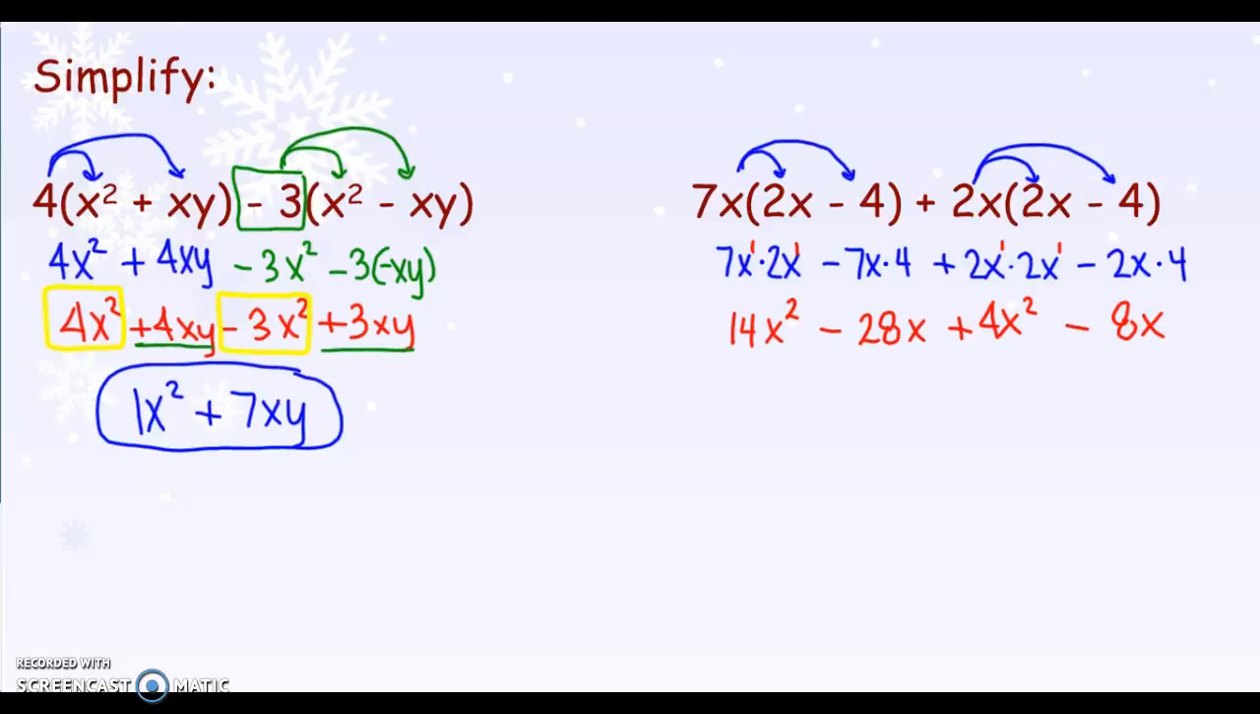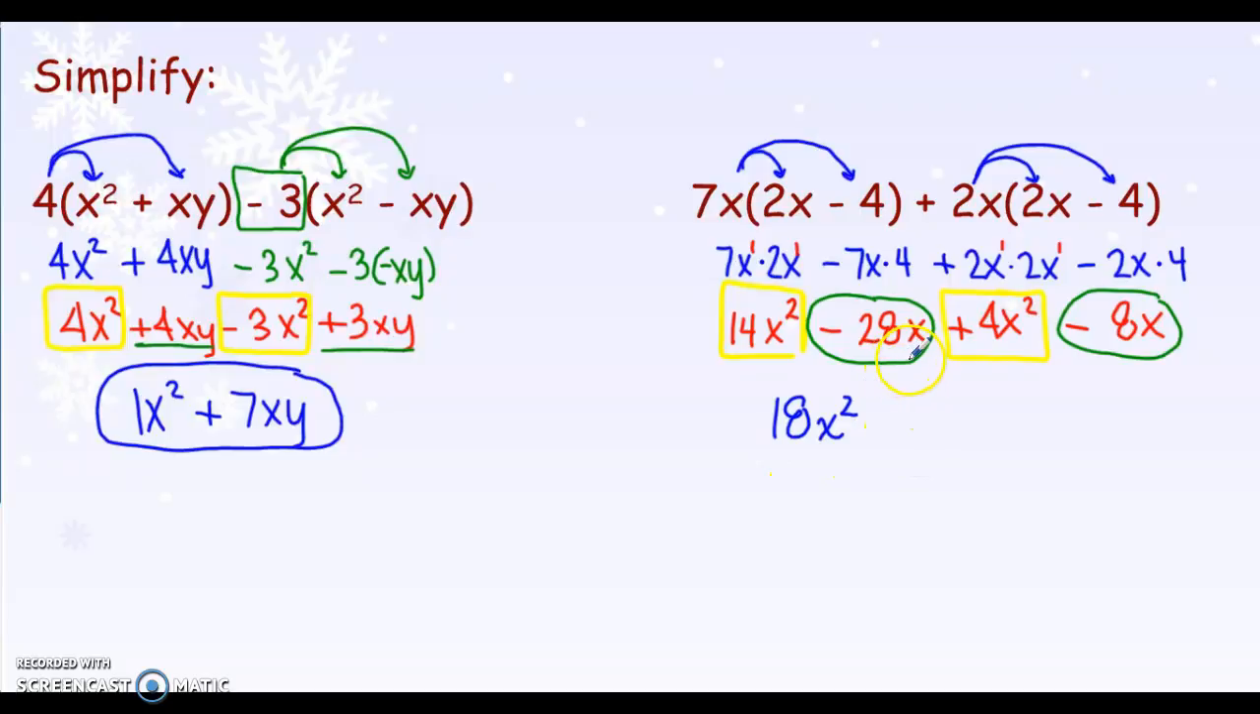We have like terms here. We again have x squareds. And I'm taking the sign in front because that tells me about my number. And I have negative 28 and a negative 8x. So combining our coefficients, 14 and 4, we have a total of 18x squareds.